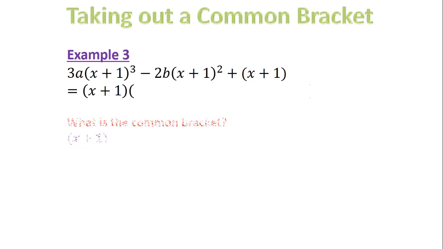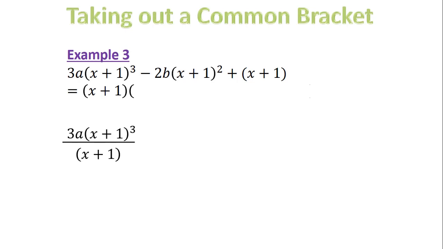So then, open brackets. Now again, we set up our fraction. In the denominator, we have x + 1, and in the numerator, we have our first term. Now again, we need to simplify. So the bracket x + 1 goes into the denominator and has 1 left over. However, in the numerator, when we're cancelling, we're going to just have (x + 1) squared.